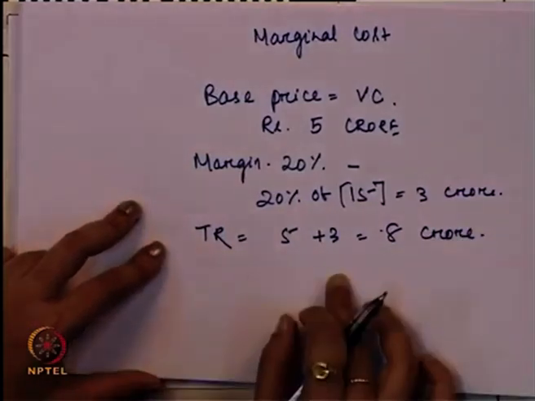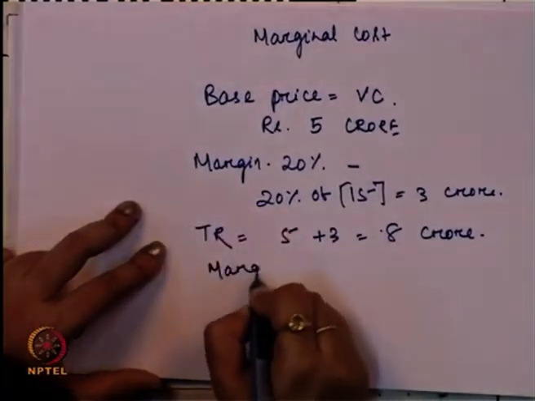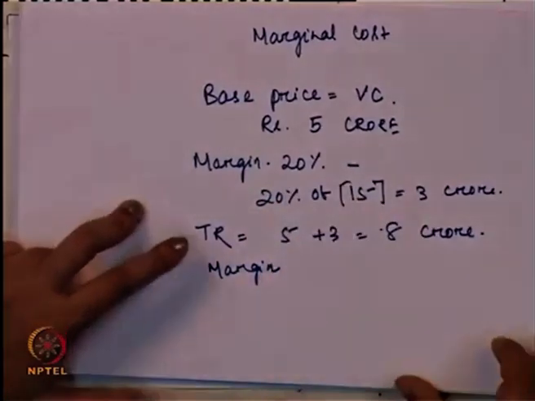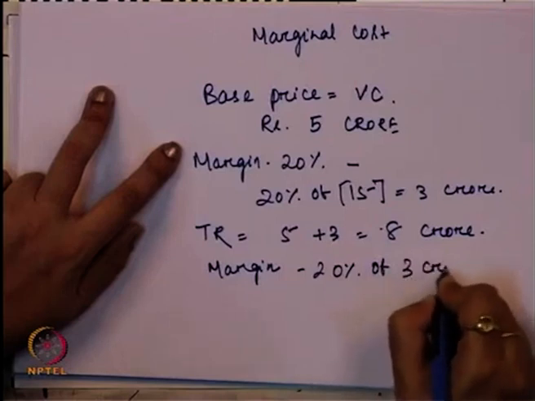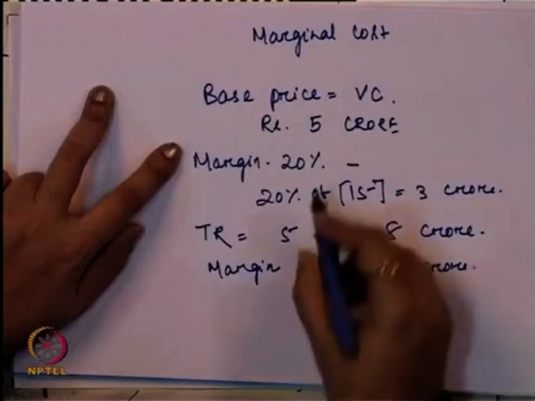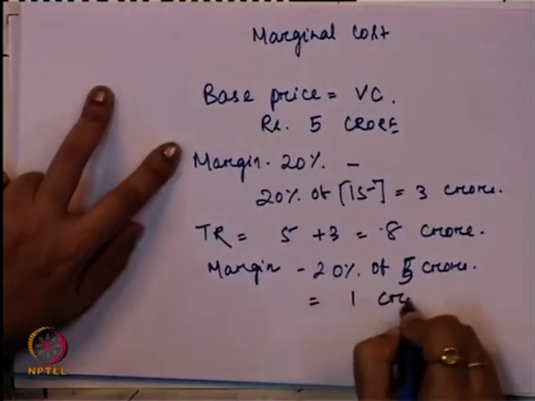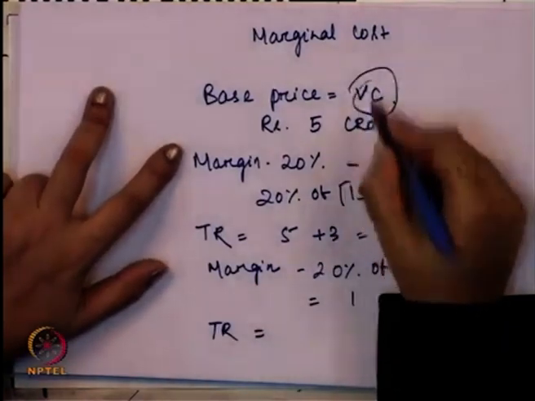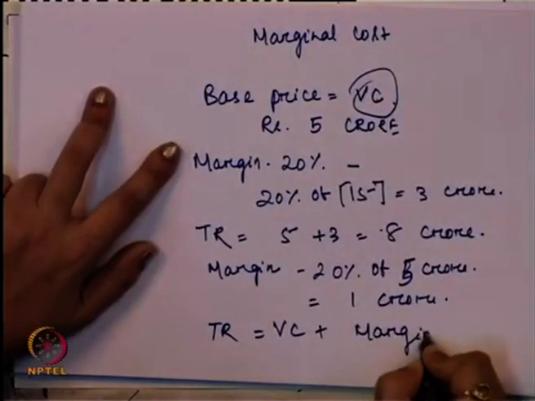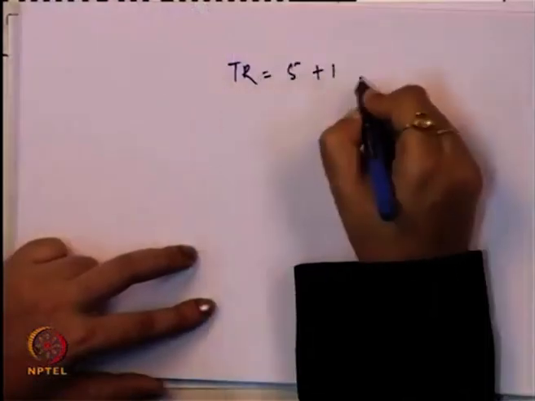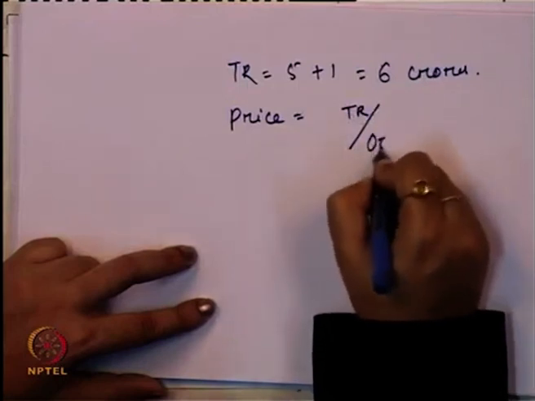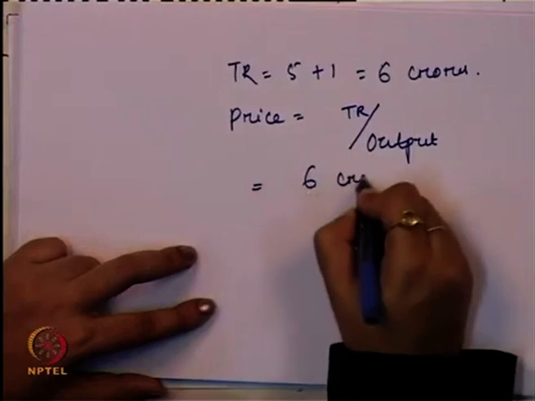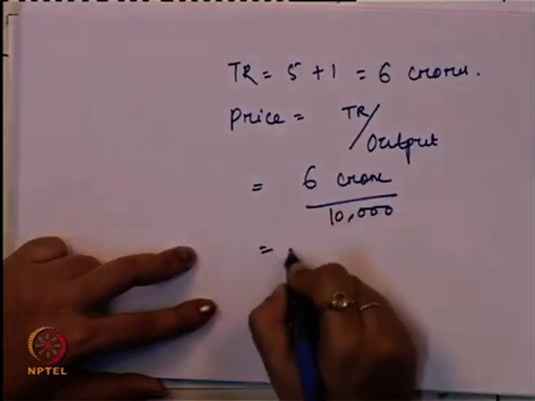How in this case will we decide the margin again? Because the earlier margin was on the basis of the full cost, but here the base price is variable cost. So margin will be 20% of the variable cost, that is 5 crores. So that comes to 1 crore. So total revenue will be variable cost plus the margin, that is 5 plus 1, that is 6 crore. And price will be total revenue divided by the total output. So that comes to 6 crore divided by 10,000, which is equal to rupees 6,000.